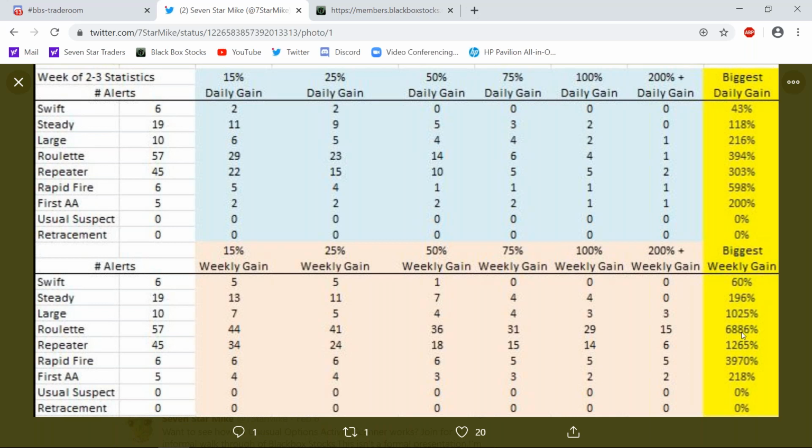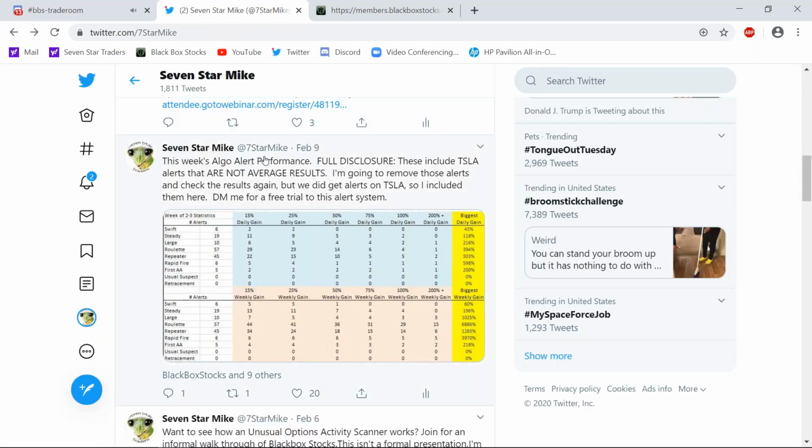1000%, 6800% gain, 3900% gain. These were just alerts that came out last week. This is the performance of them. This is how many gave 15 to 25% gain, how many gave 25 to 50%. So you can see we had 57 alerts. 29 had a 15 to 25% gain. Four of them had over 100% gain. So if you go to 7Star Mike on Twitter, scroll down, you'll see a few posts like this. Those are the stats for the alerts.